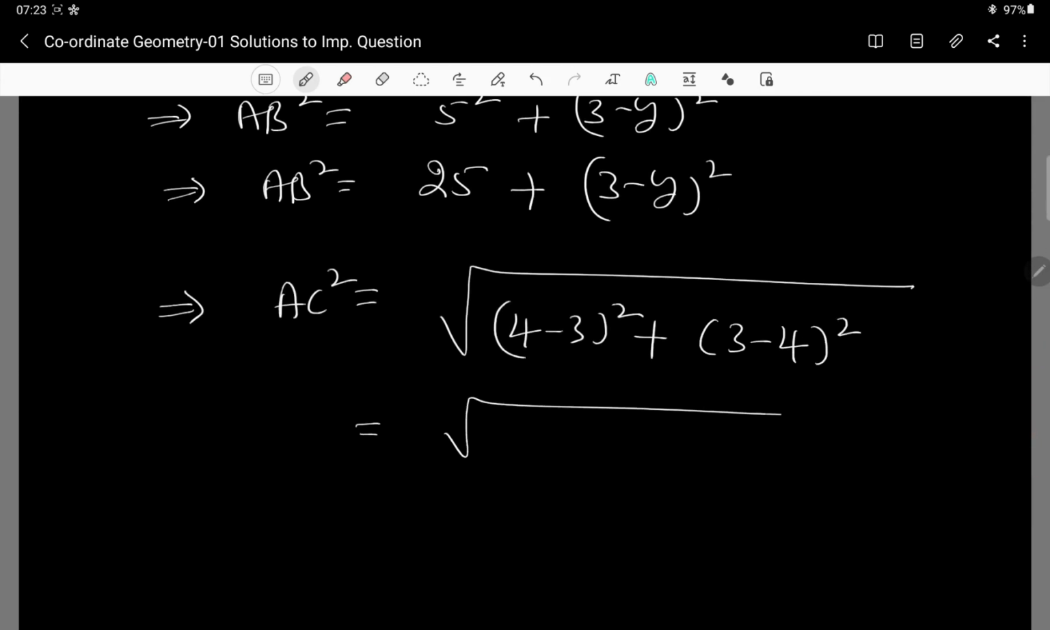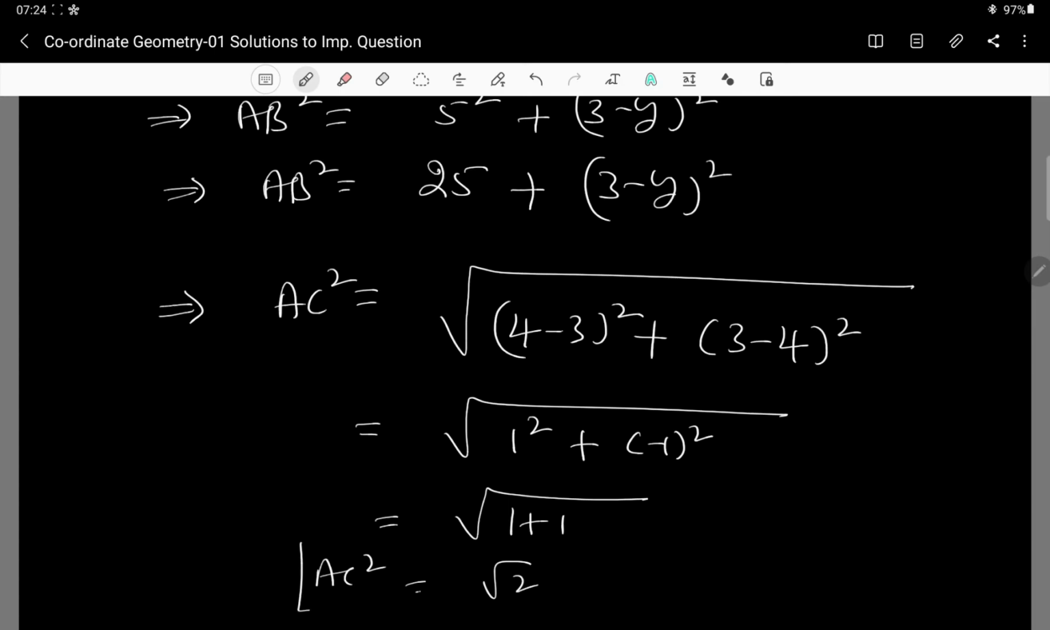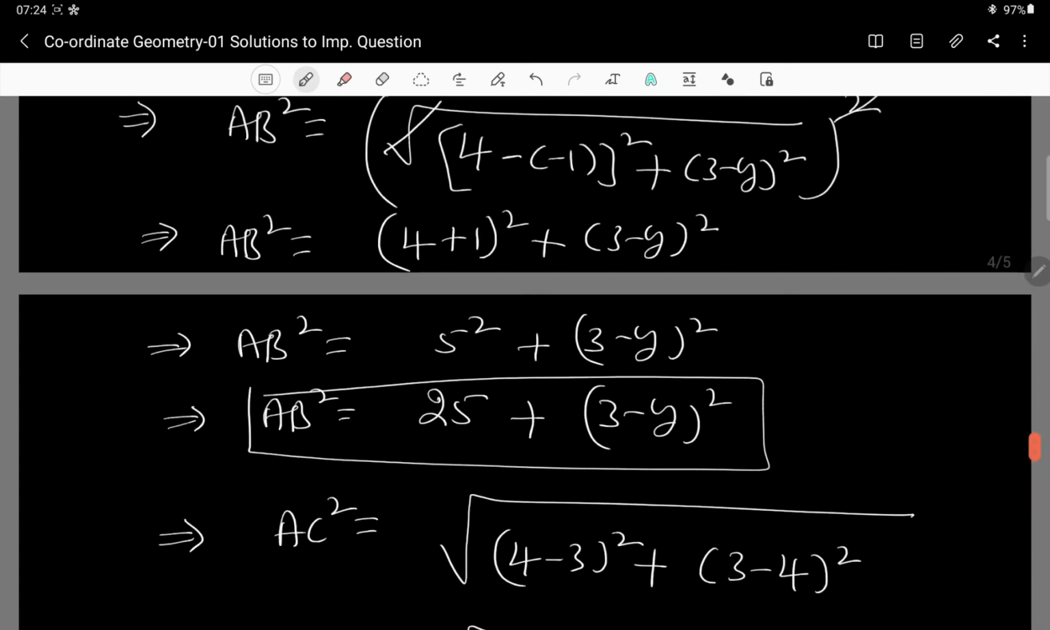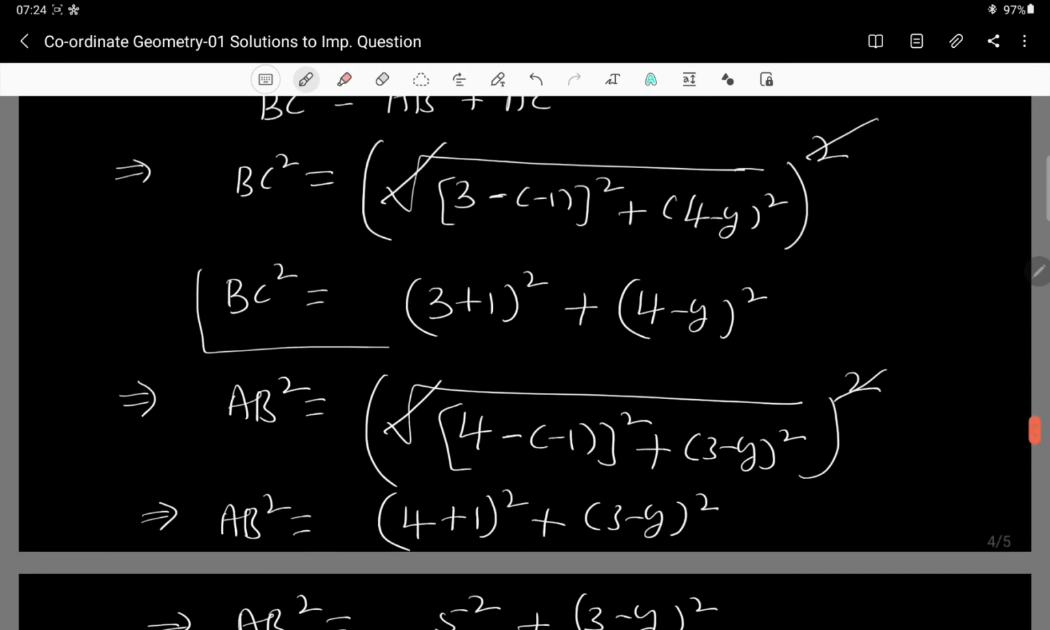So ultimately it becomes 4 minus 3 is 1 square, and 3 minus 4 is minus 1, that is minus 1 whole square, under root 1 plus 1, and that is equal to root 2. So AC square is equal to root 2. Look at this, whatever I am putting in all these boxes, those are very important for us.